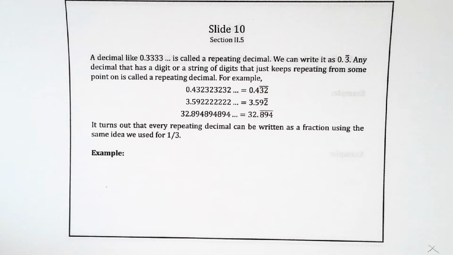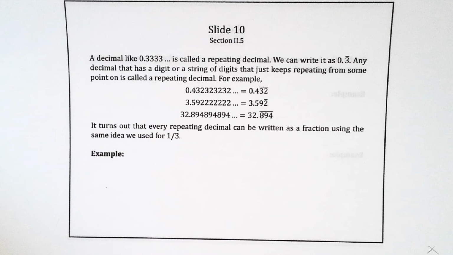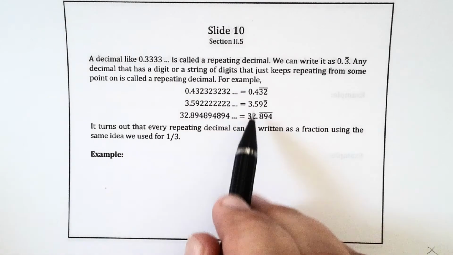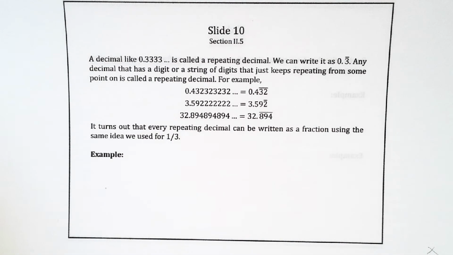So, for example, 0.432323232 is 0.432 with the bar over the 32, and so on and so forth. So these are all what we call repeating decimals. It turns out that every repeating decimal can be written as a fraction, using the same idea that we used for 1/3. Let's do a few examples.